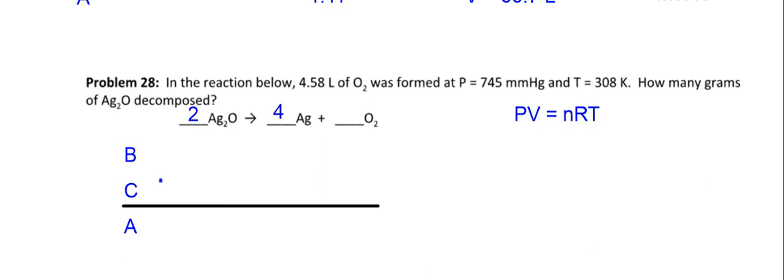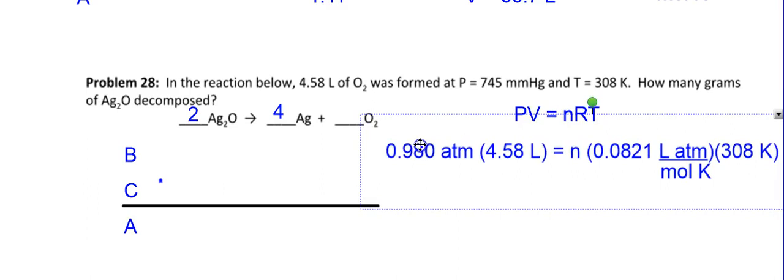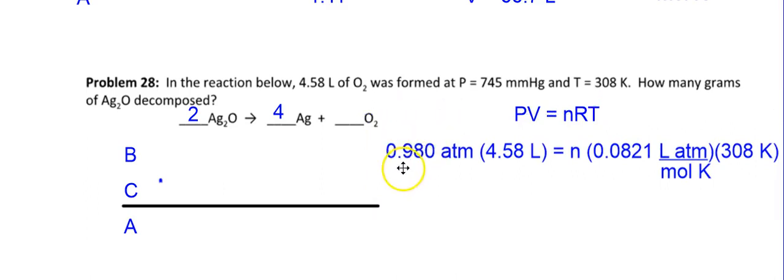Okay, welcome back. I got this in here to start with. So yes, I have 0.980 atmospheres times liters, here's moles, and when I solve for moles, I got this answer here. So what do I do with that number? I need to put it in the BCA table. So I produced that many moles of gas.